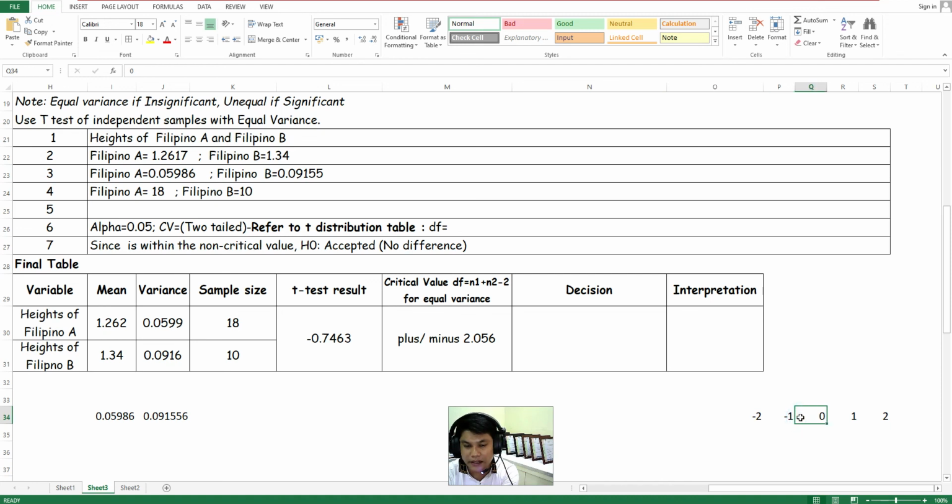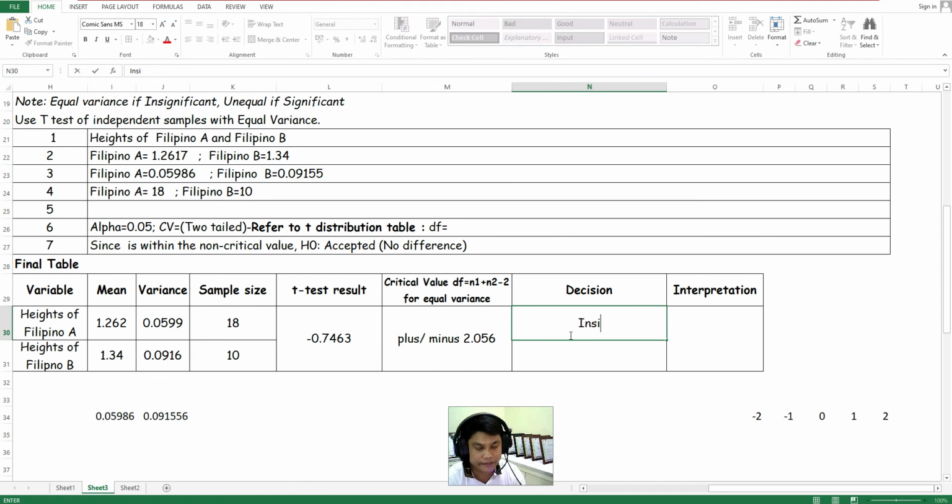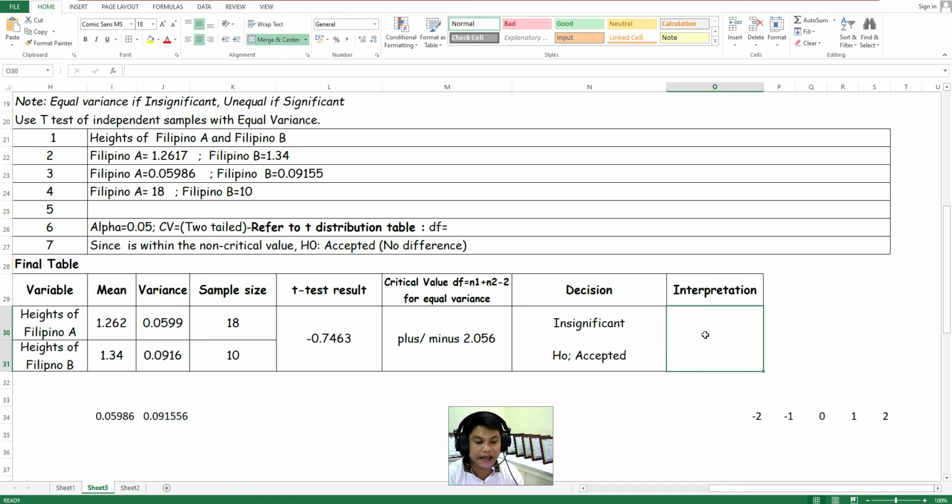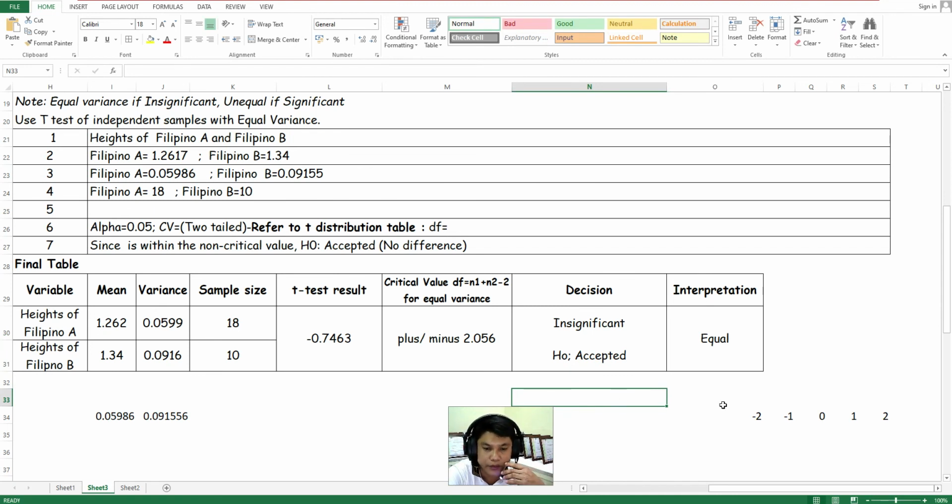So how do we know that there is significance? If the value is beyond the critical value. But what happened, the value is not beyond the critical, so our decision here is insignificant. And what will happen to the null? Our null is there is no difference, so therefore H0 will be accepted. If the null is accepted, that means equal. So the height of Filipinos in group A is equal to the height of Filipinos in group B.